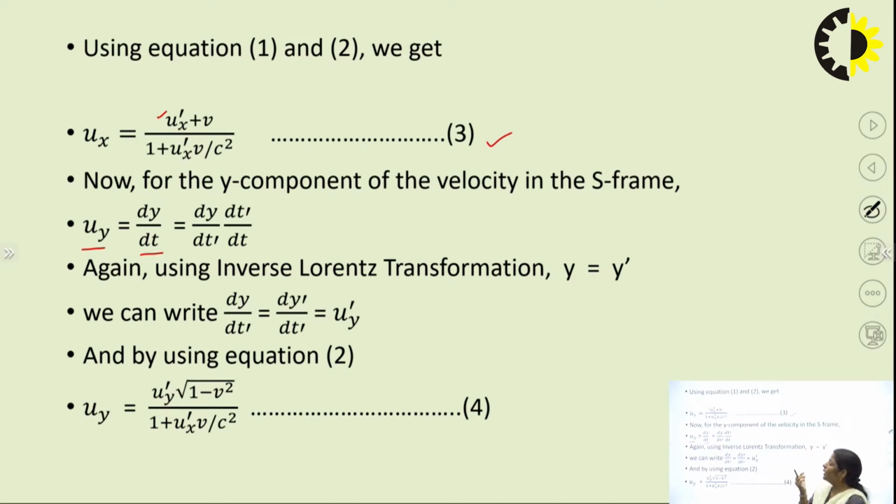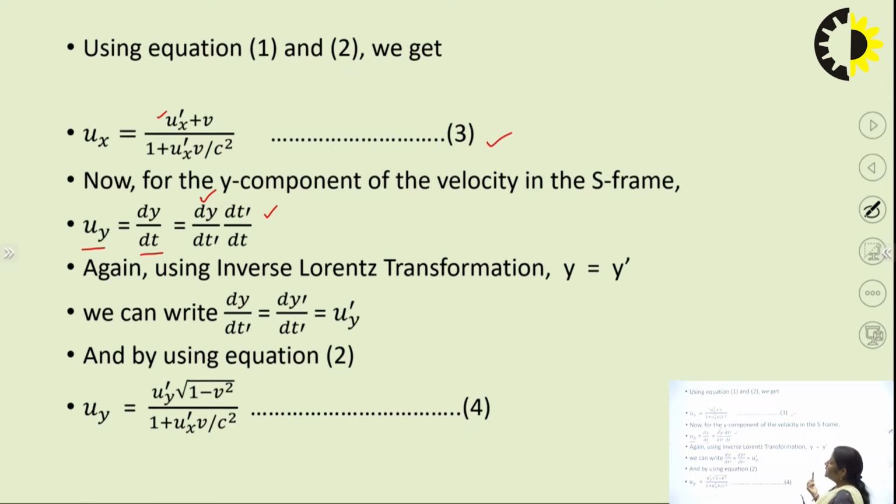So again we have to follow the same process, the dash process. It will have a dependence on the dash variable. That is why we again write dy by dt in terms of dy by dt dash. For the elimination of this dt dash, we have to evaluate dt dash by dt. Again the same process as we have done for x.